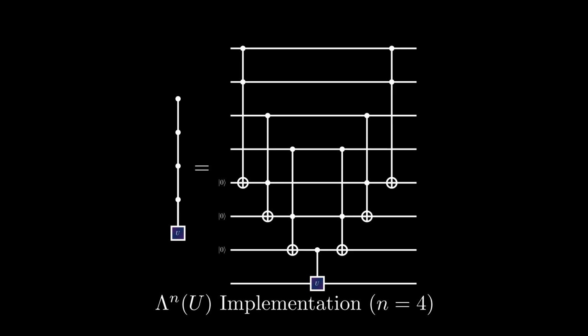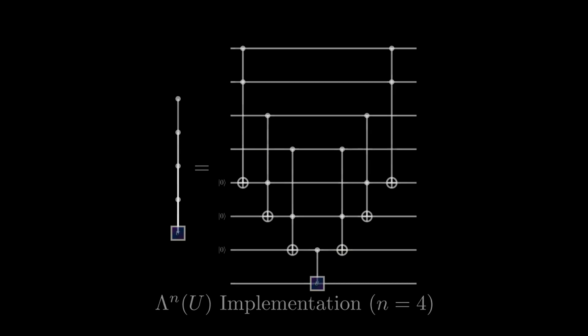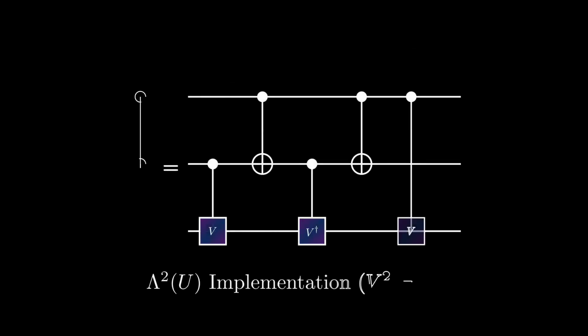Furthermore, we can decompose the circuit even further by noting that the Toffoli gate can actually be broken down into CNOT and single-qubit gates. In particular, we can observe that any 2-qubit controlled unitary can be written as follows, where v squared equals u. You can verify this yourself by trying all 4 bit strings on the first 2 lines.